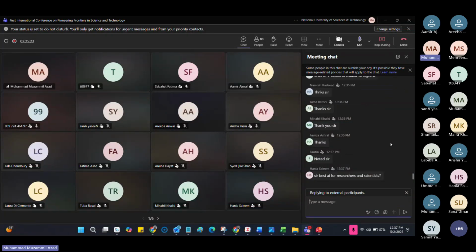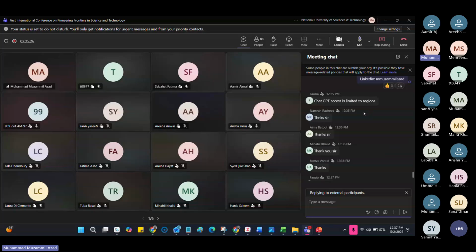Yeah, so it has some limitations in different regions of the world. It's true.